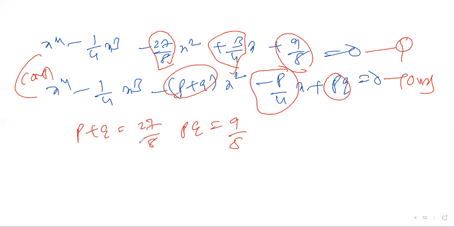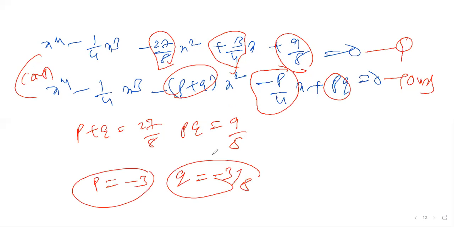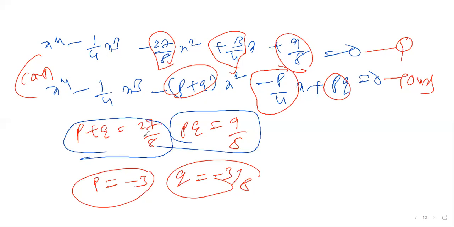you are going to find out the values of p and q. P is equal to minus 3, then q is equal to minus 3 by 8. Just now you told me p plus q and p into q, and I will find out. Now tell me without doing the procedure. How can you expect that? This is not possible. Definitely go for the procedure.